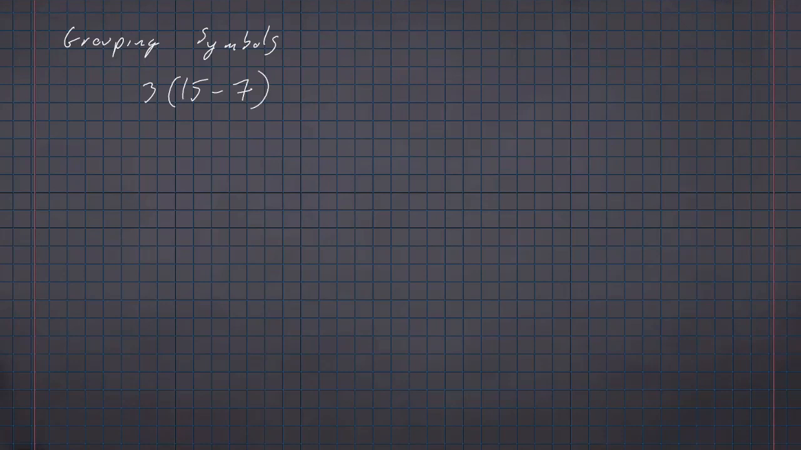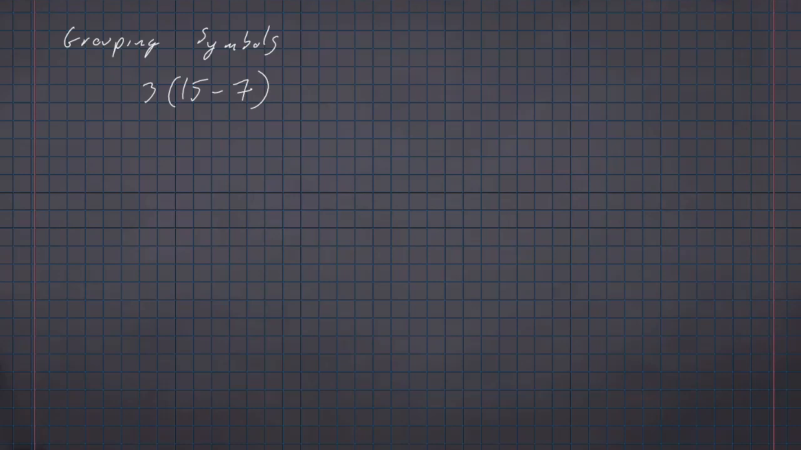For example, 3 times the quantity 15 minus 7. I should mention here that notice there's no operation written between the 3 and the parentheses. Mathematicians are inherently lazy, and if we can avoid writing something out, we do. So when there's no symbol between the numbers, that means multiply.